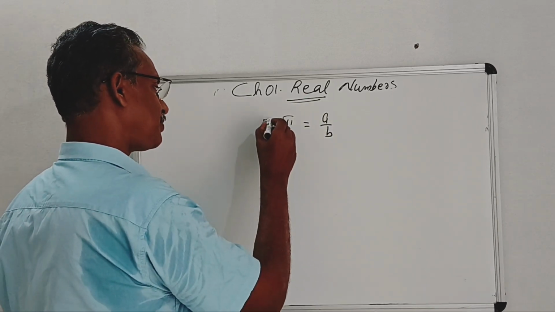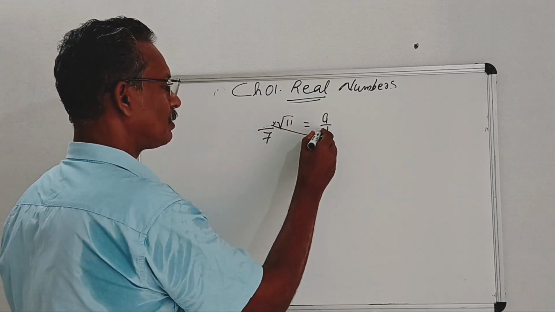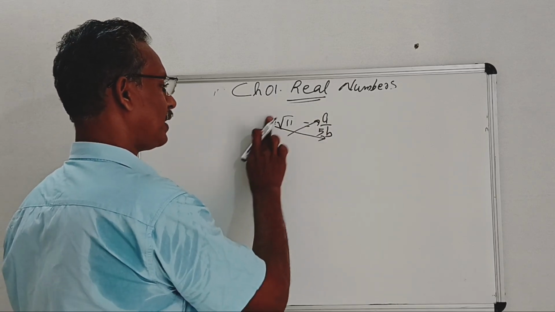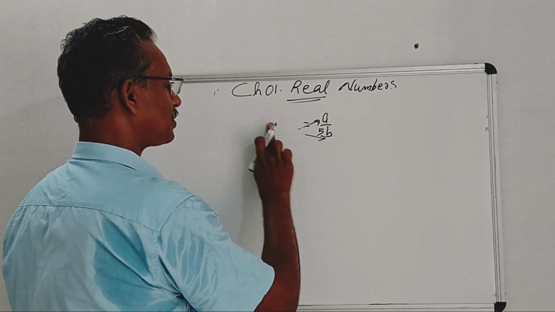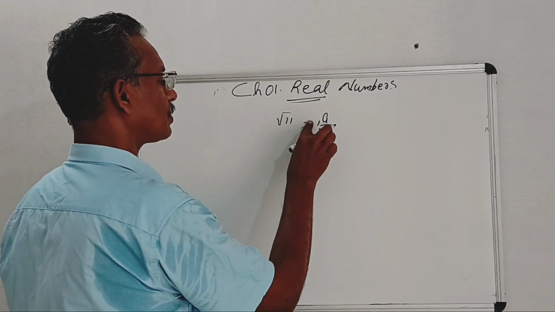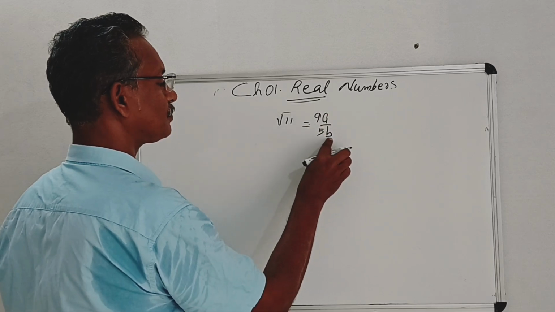And then shift this. 5 is multiplied, it goes to the other side as divide, and 7 is divided, it goes to the other side as multiplied. Then it will change like this, root 11. Okay, this 9 is coming here.